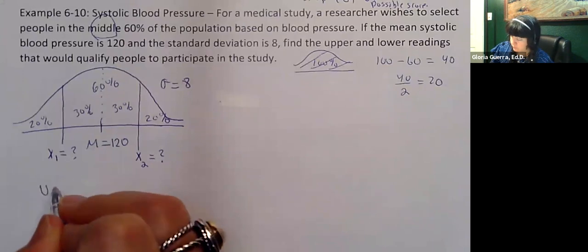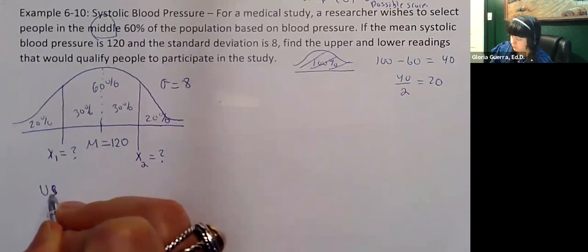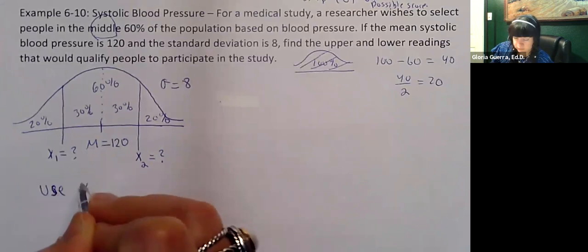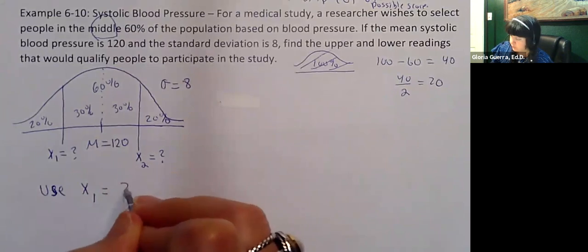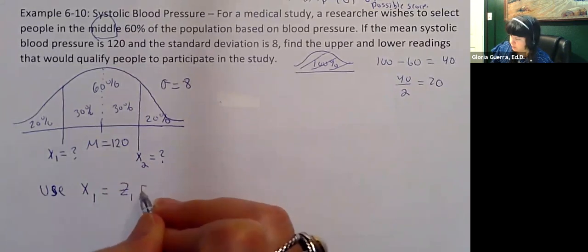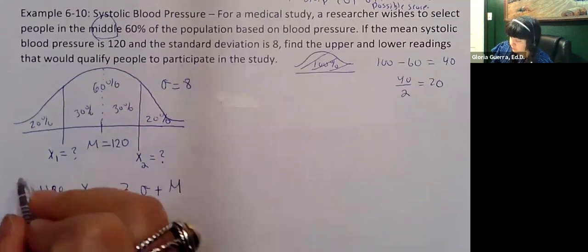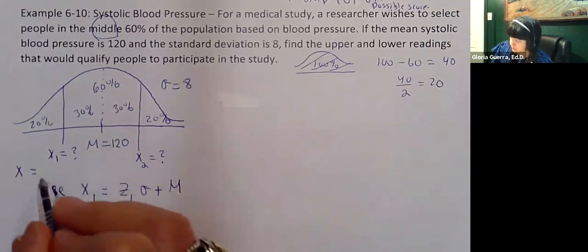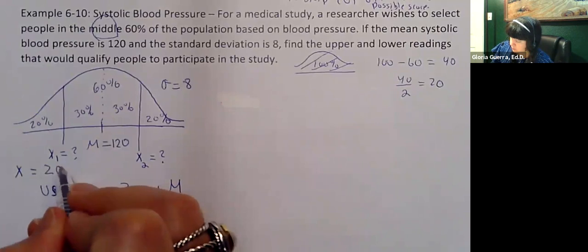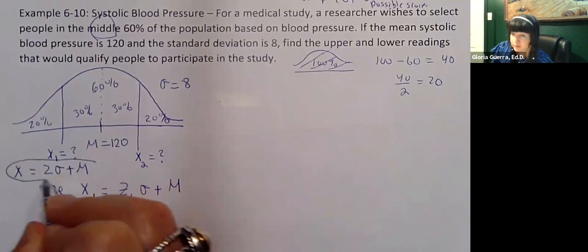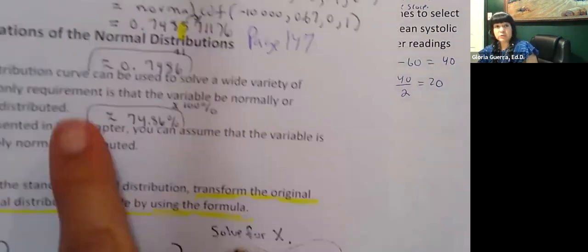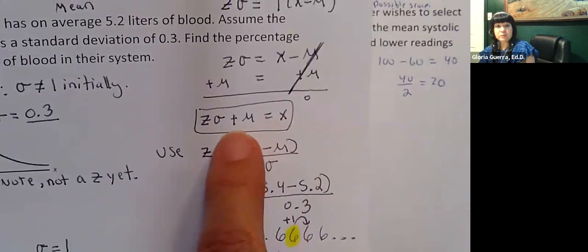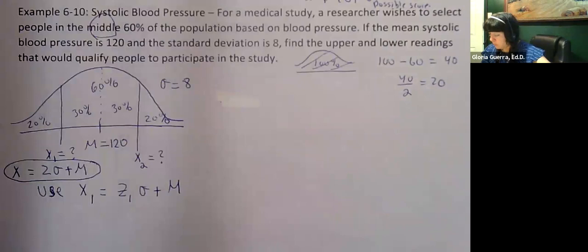I'm going to have to make use of this formula. I'm going to have to use x, well, there's two of them. x1 equals z1 times sigma plus mu, and that stems from x equals z times sigma plus mu, which we did derive on the first page of this sheet today. See here, x equals z times sigma plus mu. So that's what I'm using.